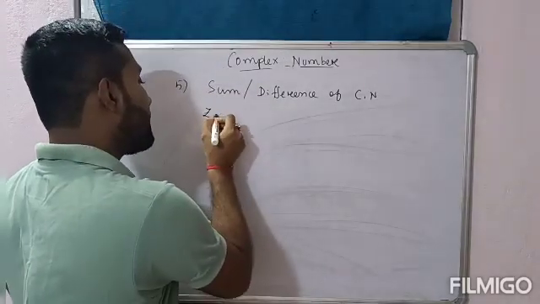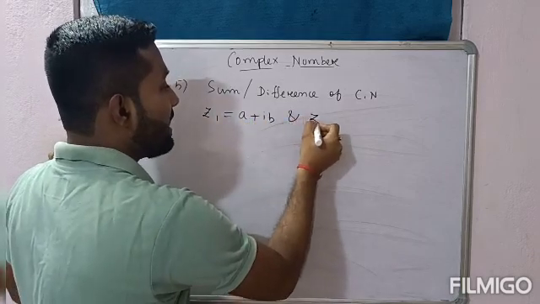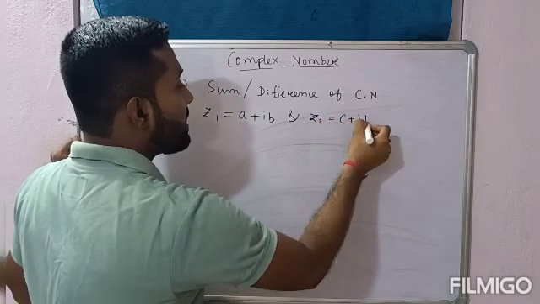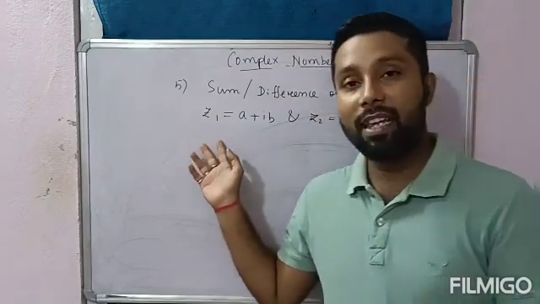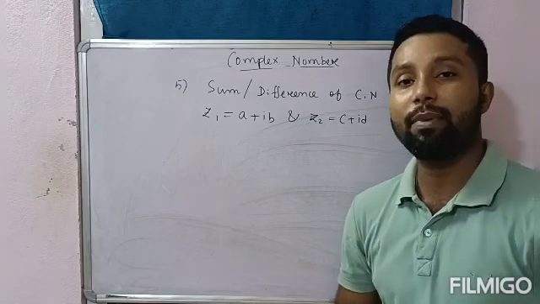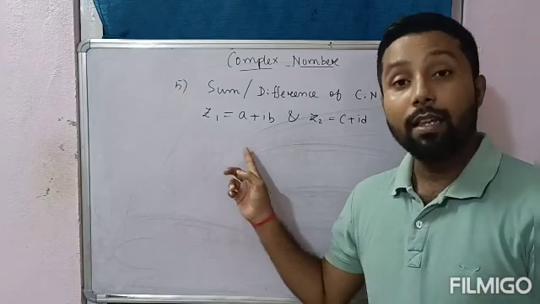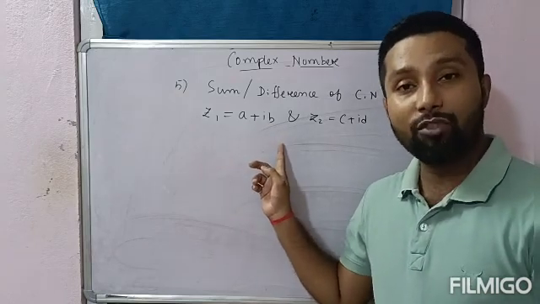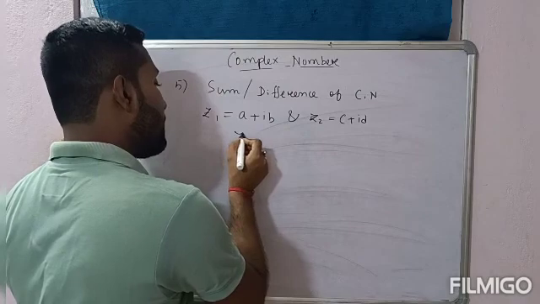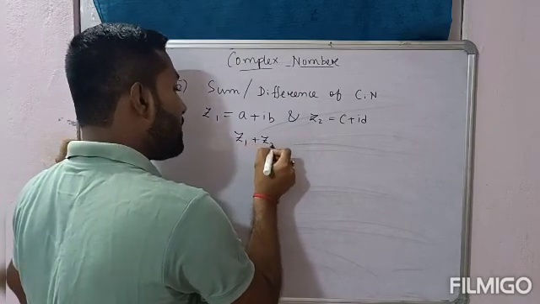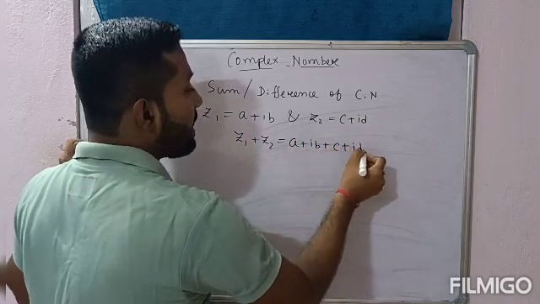Okay, let z1 is equal to a plus ib and z2 is equal to c plus id be the two complex numbers. Then the sum of these two complex numbers, the sum of z1 and z2, is also a complex number. Okay, sum of two complex numbers is always a complex number. That is, z1 plus z2 is equal to a plus ib plus c plus id.